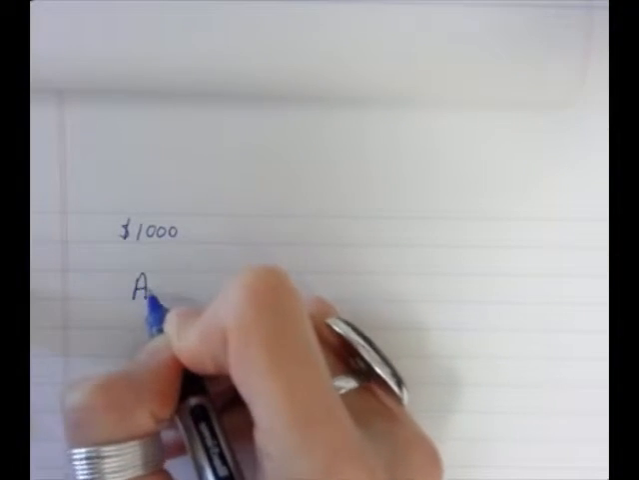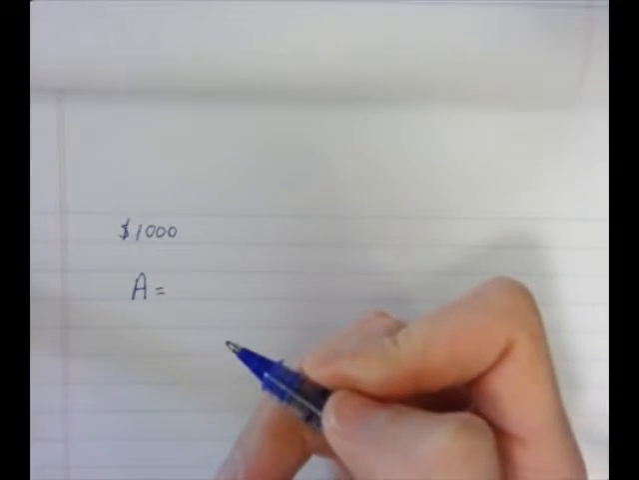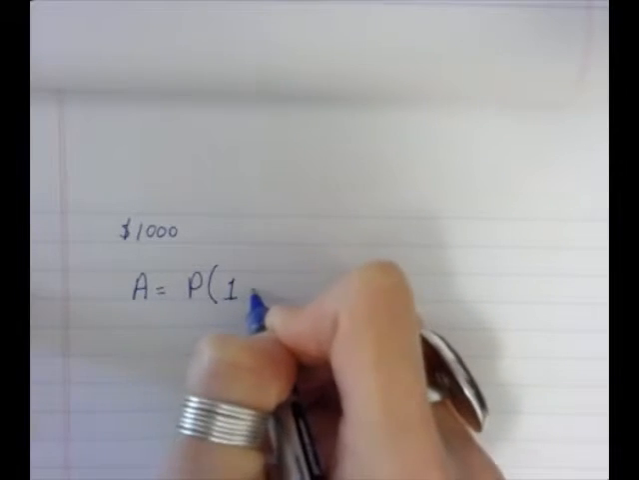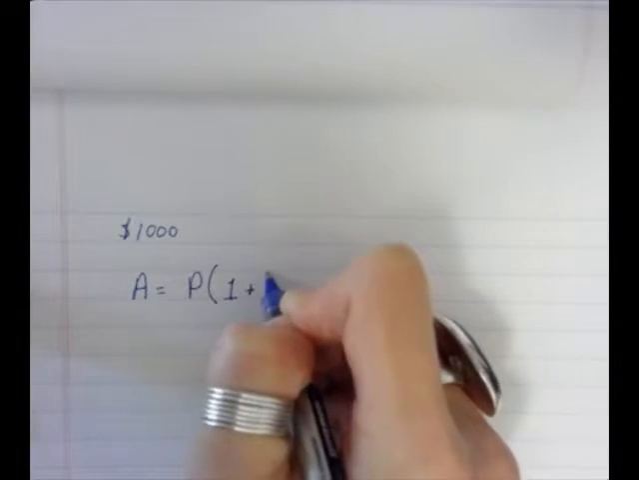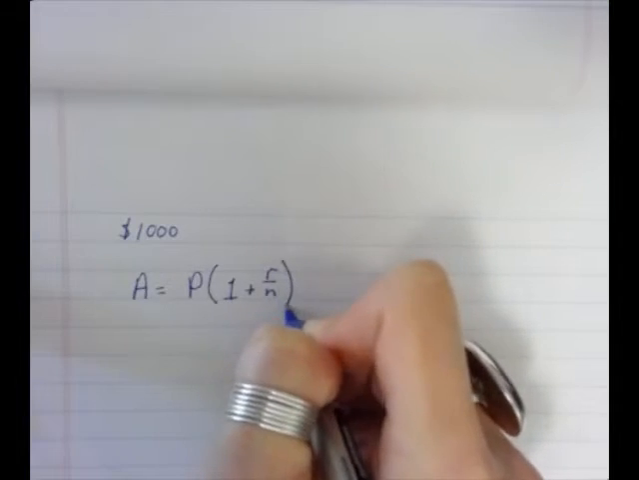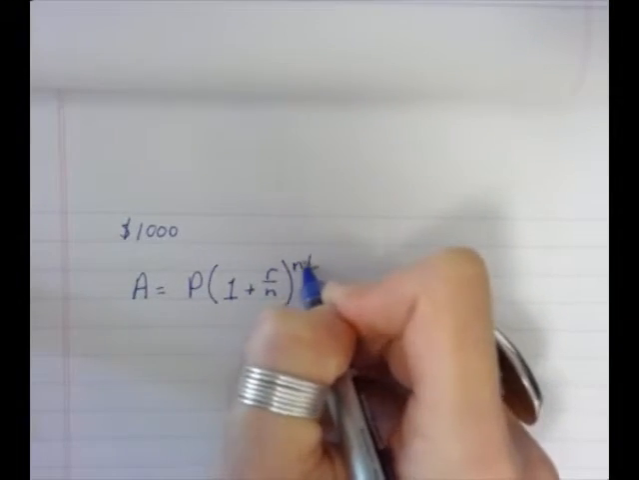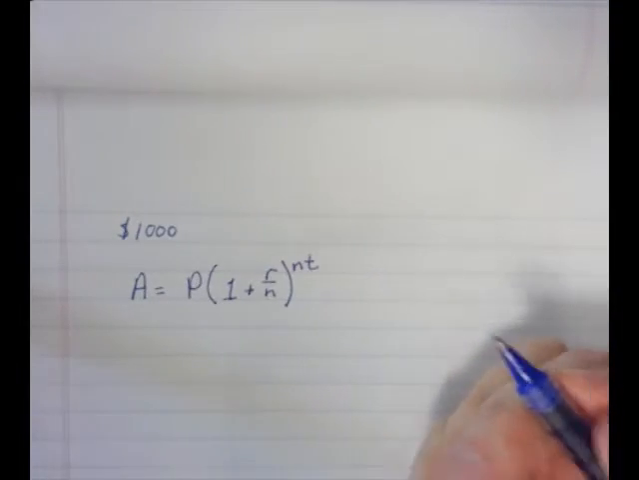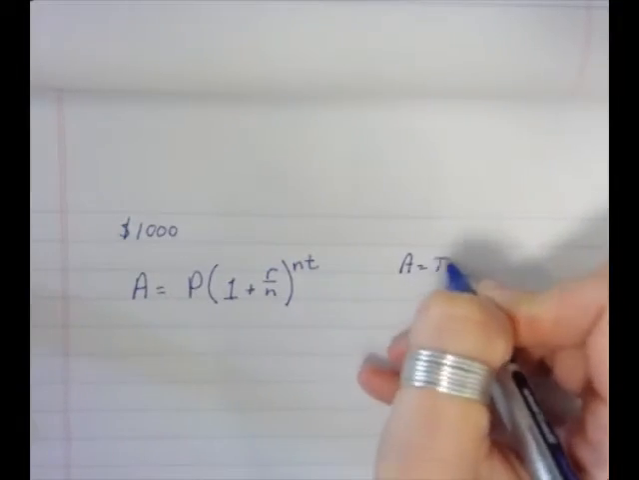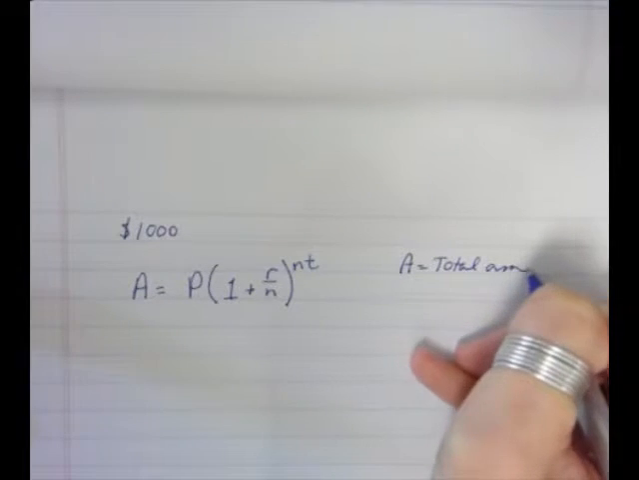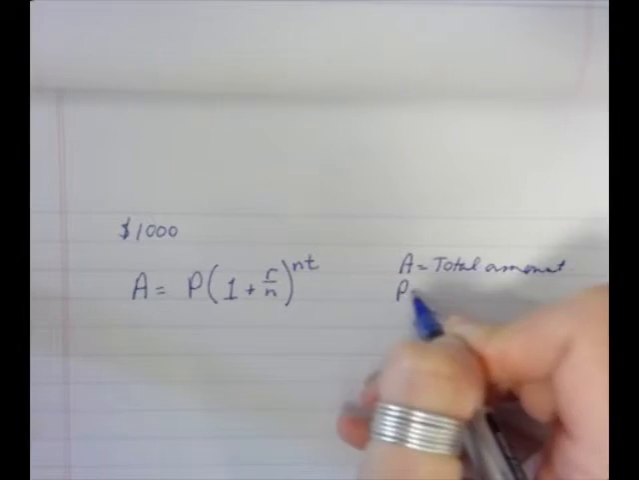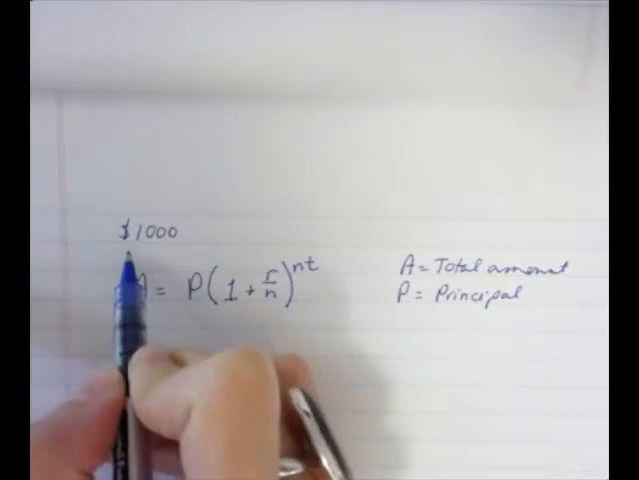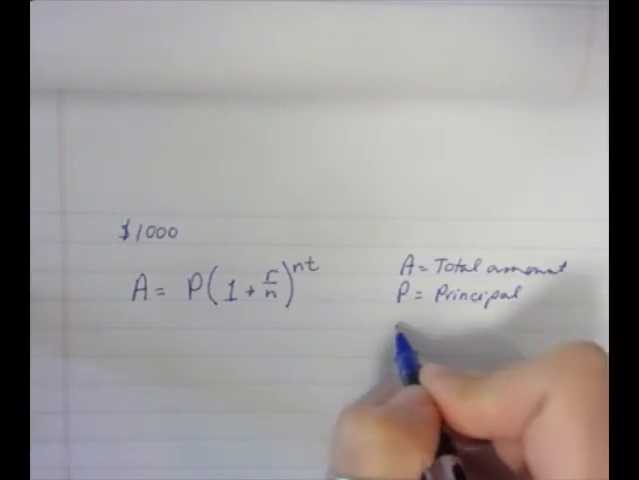So it's important to understand that first we have to have this formula. This formula is A equals P times (1 plus R over N), and now here's where the exponent comes in, to the NT power. So this is where we're going to start using our logarithms. Now A is the total amount. P is something we call our principal, which is where we start. So $1,000 would be my principal.